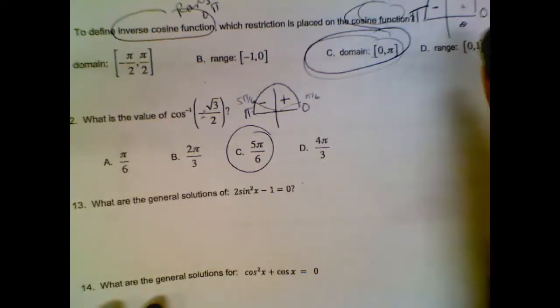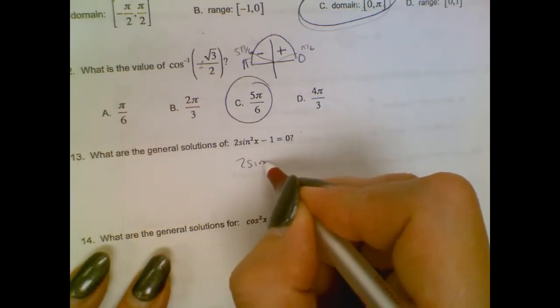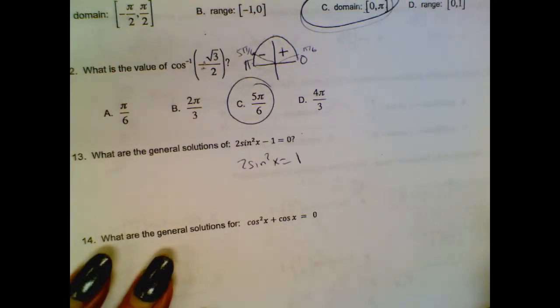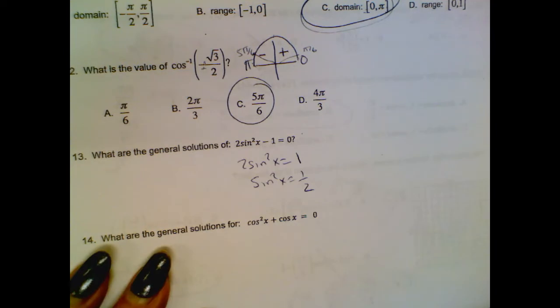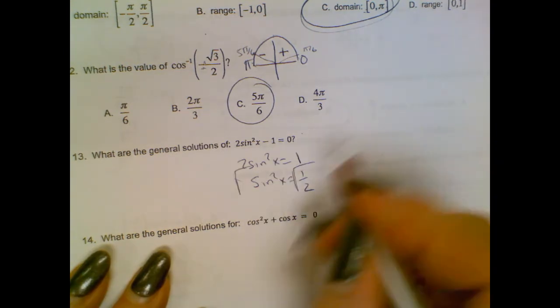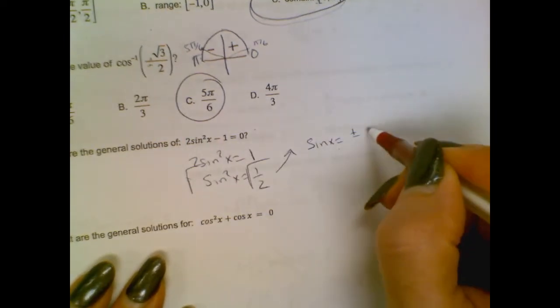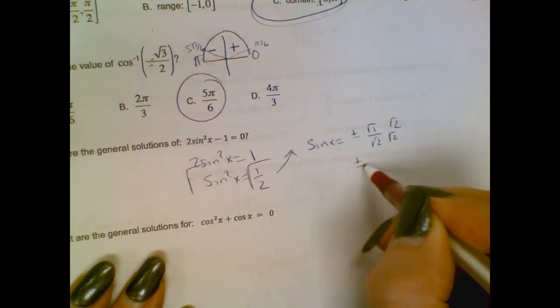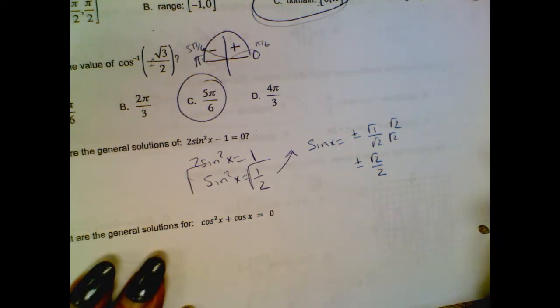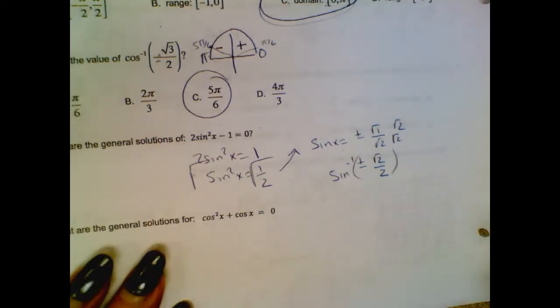What are the general solutions for this problem? There's no GCF in this problem. It's not a trinomial, so you can just solve this one. We're going to add 1 to the other side. You can't do this if it's a trinomial, but you can do this if it's a binomial. Divide by 2. Square root both sides. So you're going to get sine x equals plus or minus square root of 1 over square root of 2. We are going to rationalize, and this is going to be radical 2 over 2. If you take the arc sine of each side, it's going to be arc sine of all of this.